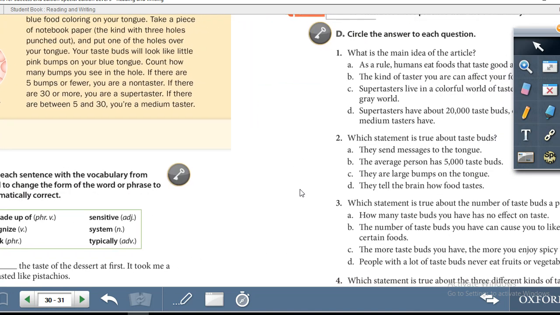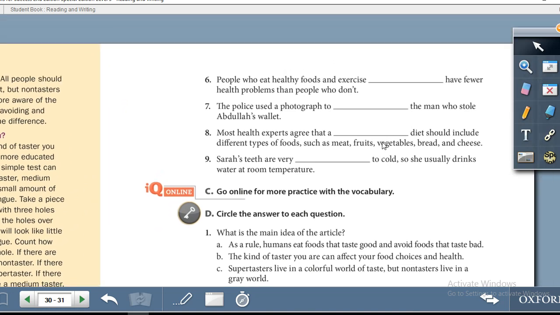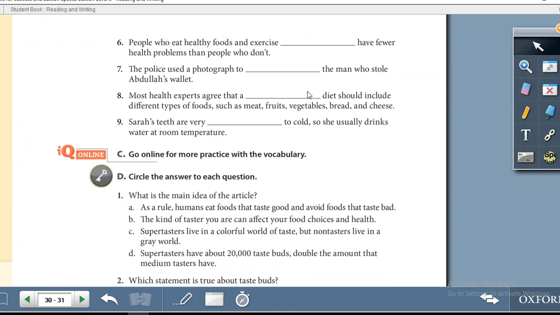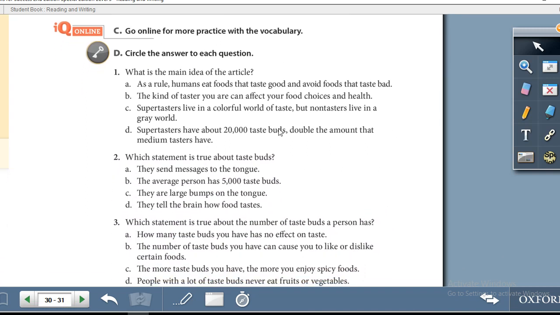Let us now move on to the next page. Right, the exercise continues on page 31 up until number 9. Right, exercise C. Now this is something you will do online with your Q Skills account. Exercise C says go online for more practice with the vocabulary. Exercise D. Circle the answer to each question.